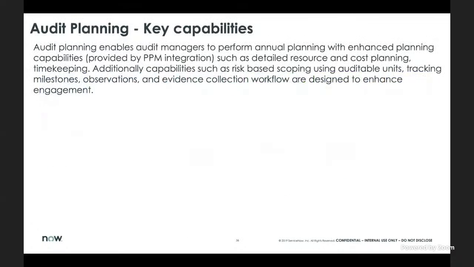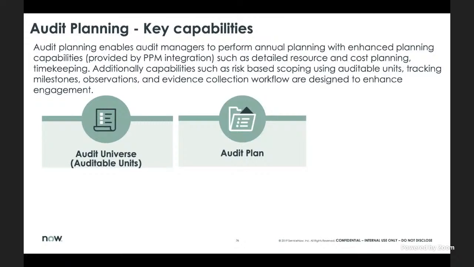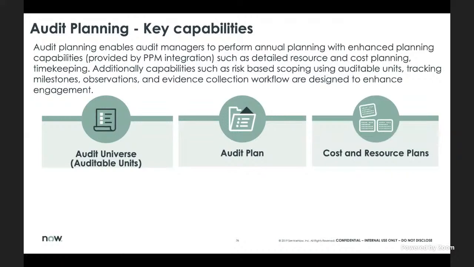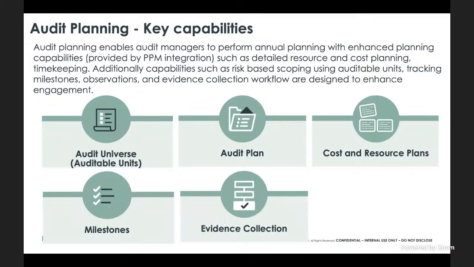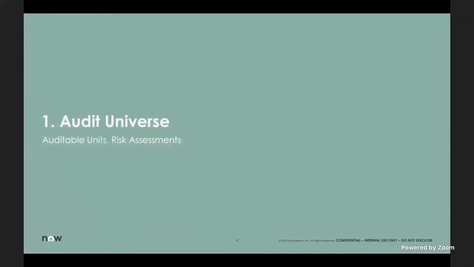So these are the 5 or 6 capabilities that we've added in our audit application in October. One is creation of the audit universe and managing those auditable units. Creation of the annual plan or any other type of audit plan. Doing more detailed as well as basic cost and resource planning. Tracking the milestones for your engagement, collecting evidence from end users or first line, and then finally working on the observations and closing out the reportable issues. Any questions so far before I get into more details?